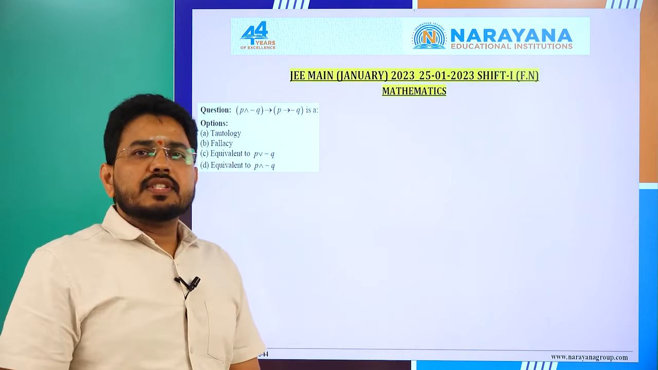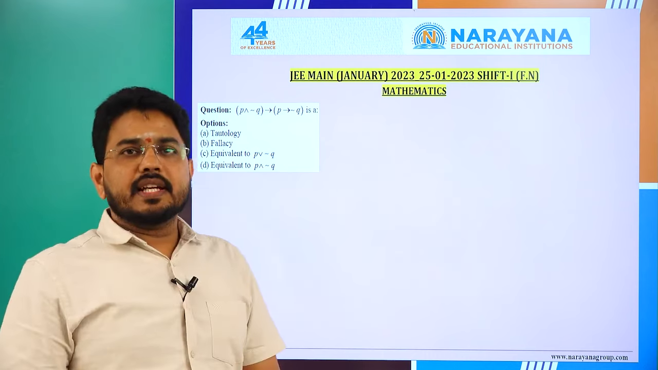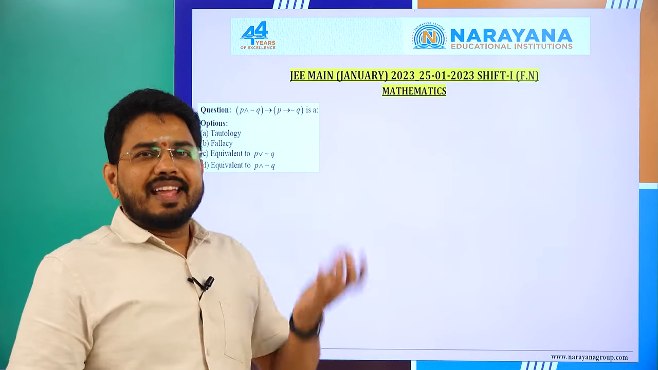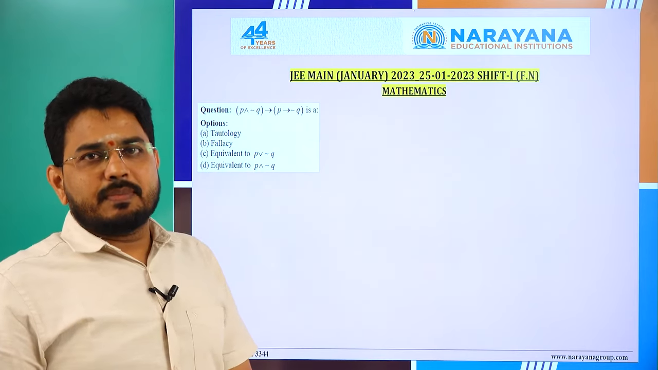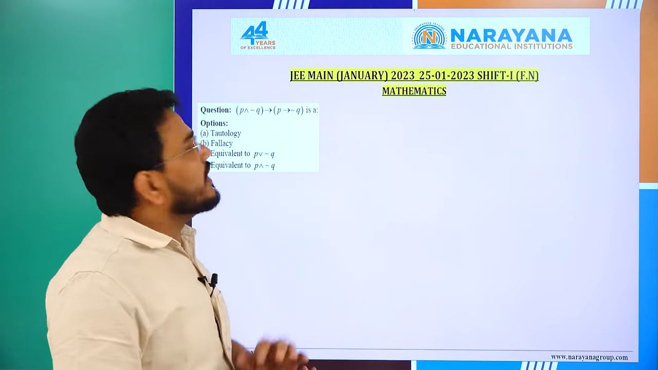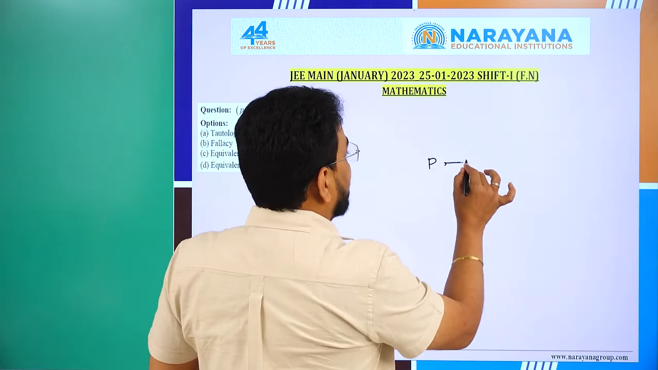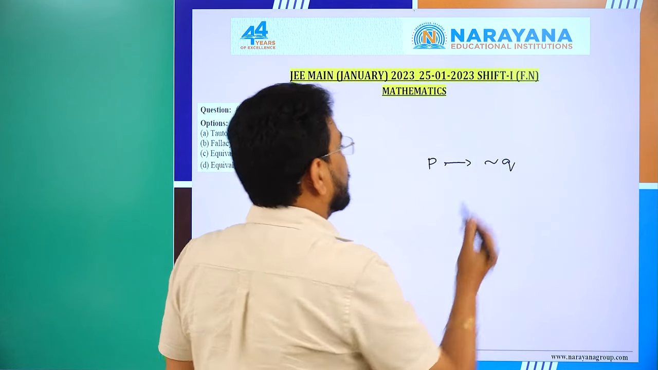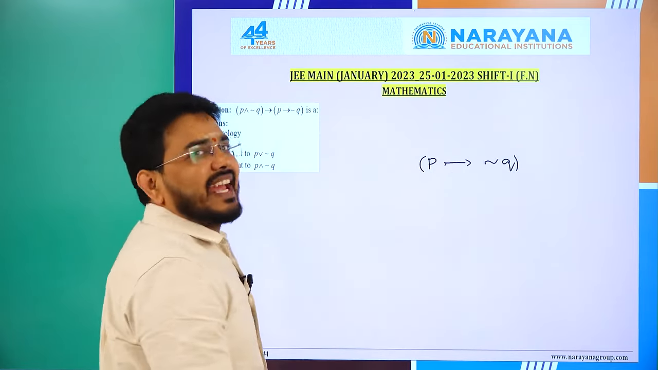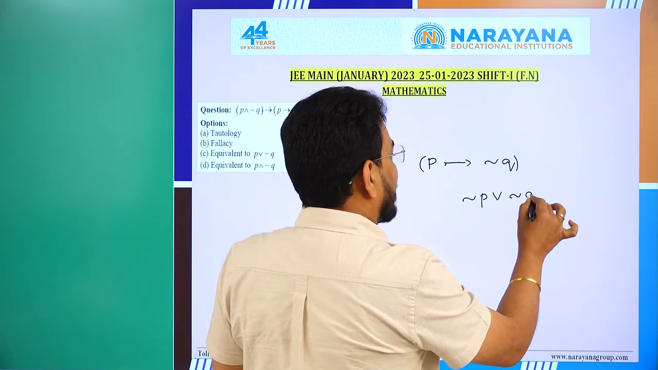So this is the first question from mathematical reasoning, a comparatively easier question, and we can expect everyone to solve such type of question. The concept needed for this question is that P implies negation of Q can be written as negation of P or negation of Q.